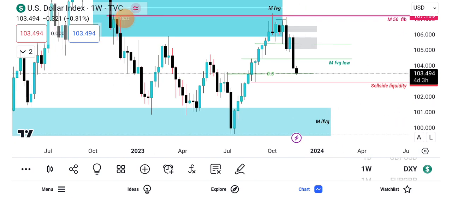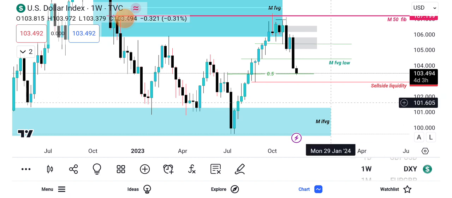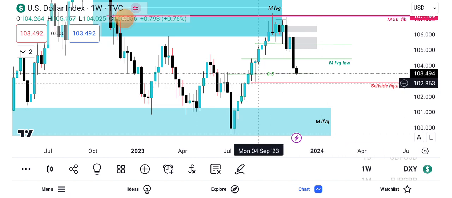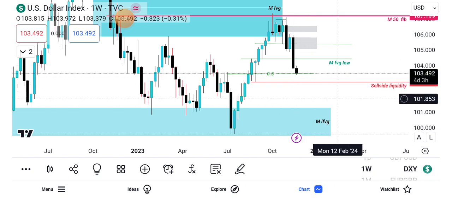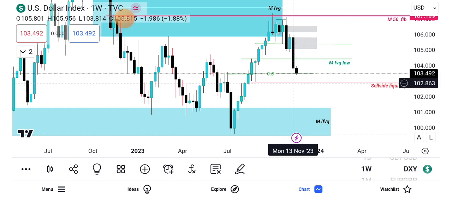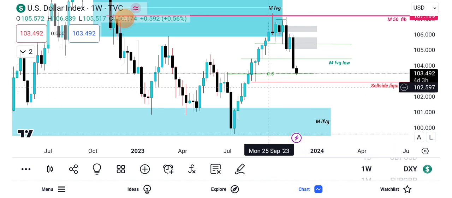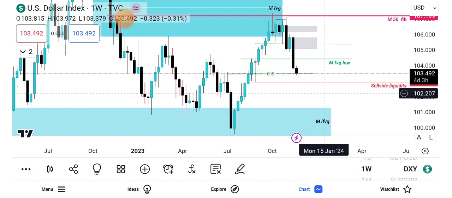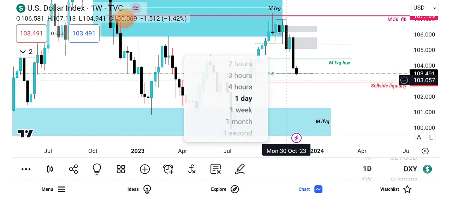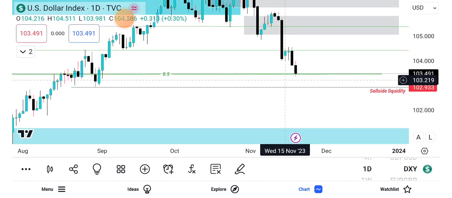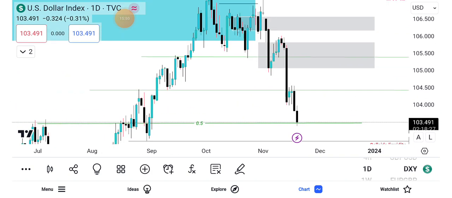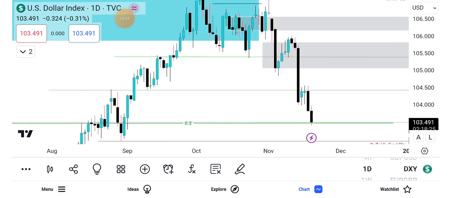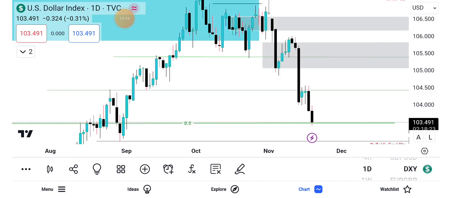So from the weekly, what we can see is we have this sell side liquidity below this 50 level. That is my draw on liquidity. This sell side liquidity label there, I guess you can see it. So this is my draw on liquidity for this week. And yeah, from here, if we go to the lower time frame, we can see what we can anticipate.